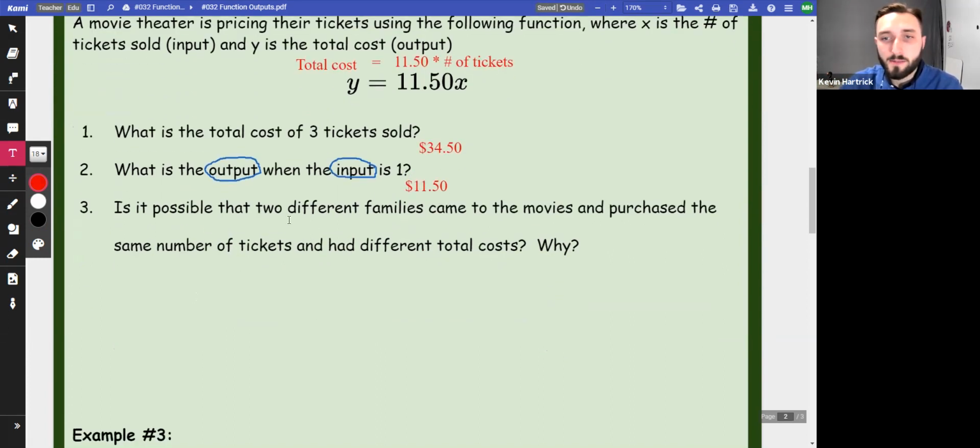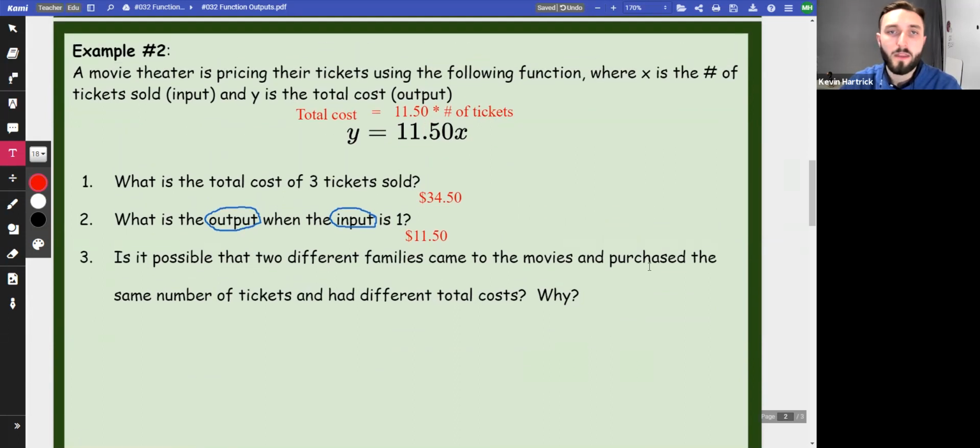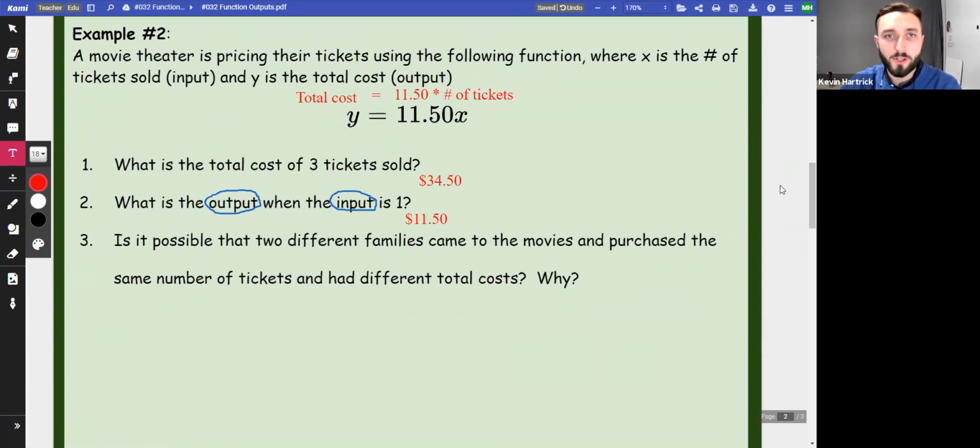Number 3: is it possible that 2 different families came to the movies and purchased the same number of tickets and had different total costs? Why? Well, in a perfect world, no, right? In 99 out of 100 cases, that's the case. Who knows? There might be some shady theaters out there that you might not want to go to.